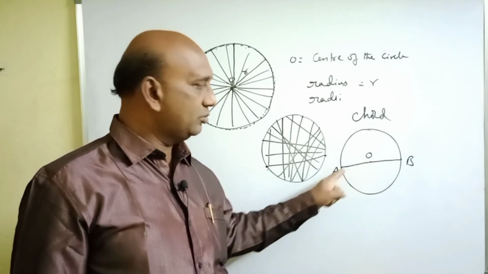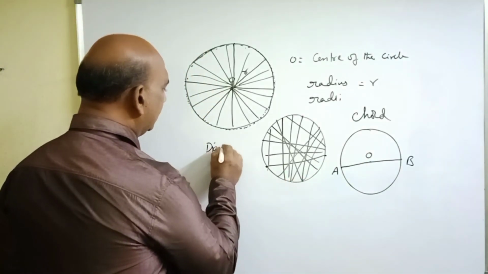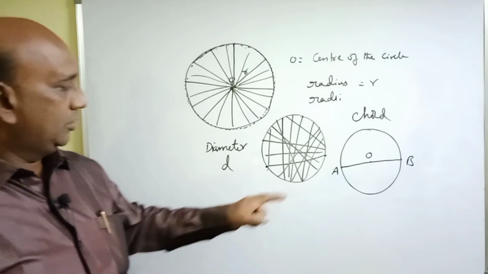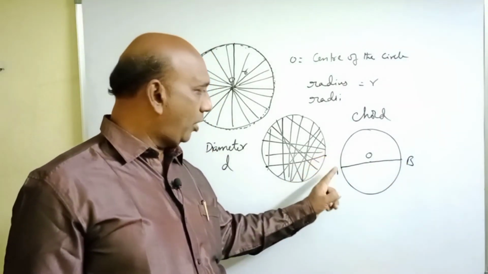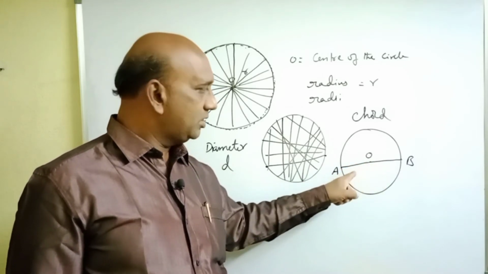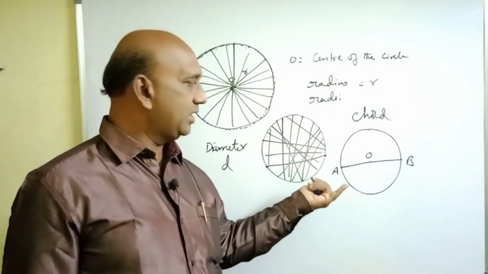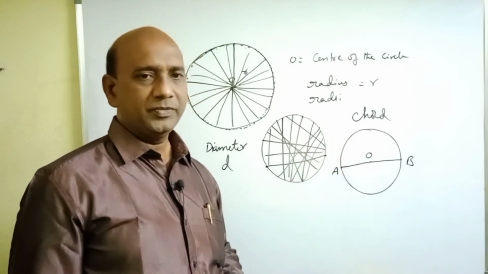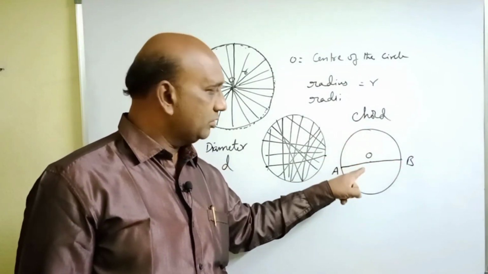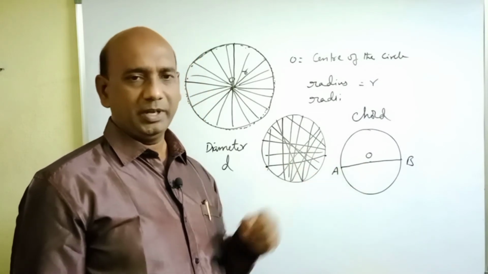The chord that passes through the center of the circle is called a diameter. Diameter is denoted by D. So AB is the line segment formed by joining point A to point B. This passes through the center of the circle. This is also a chord because this is the line segment formed by joining 2 points on the circle. That is the definition of chord. A chord is the line segment formed by joining any 2 points on the circle. This is formed by joining point A to point B, but this passes through the center of the circle. So the chord that passes through the center of the circle is called a diameter.